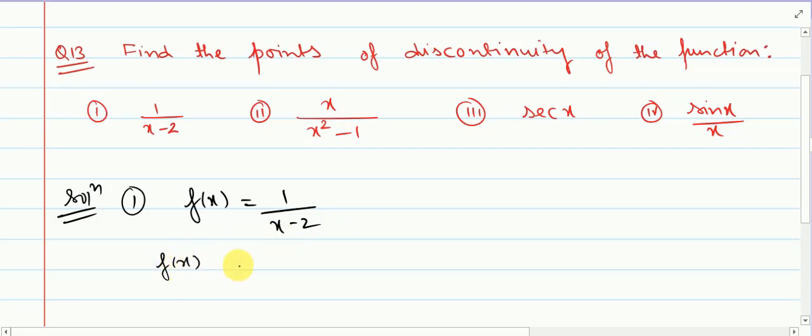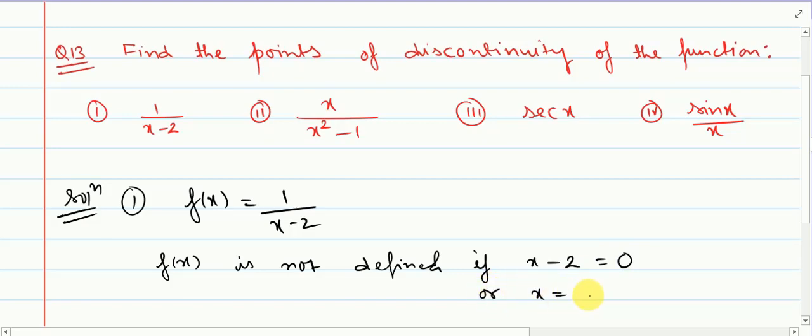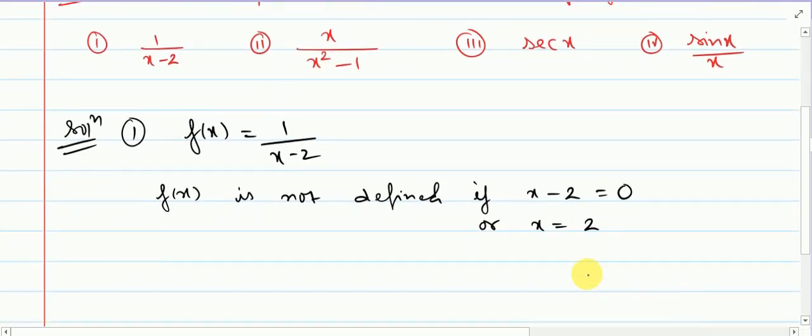f of x is not defined if x minus 2 is equal to 0, or x is equal to 2. Yes. So if x is equal to 2, in that case your denominator will become 0, so it's not defined. Therefore x equal to 2 is the point of discontinuity.